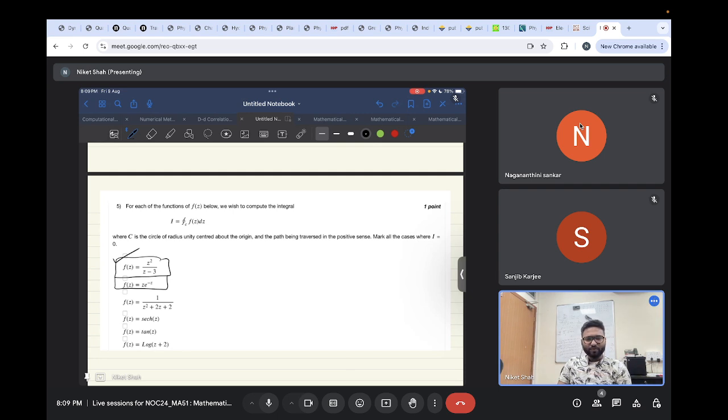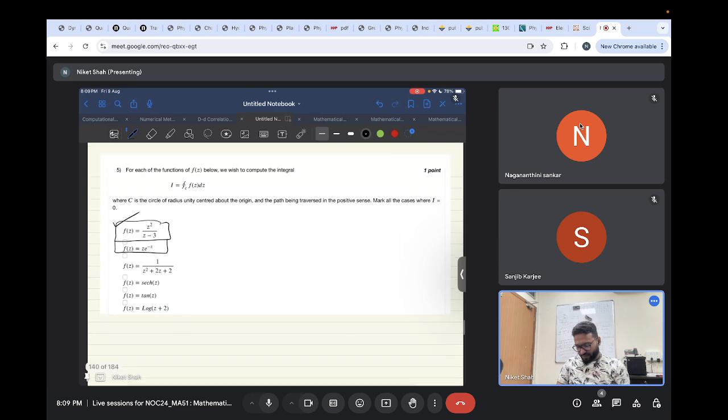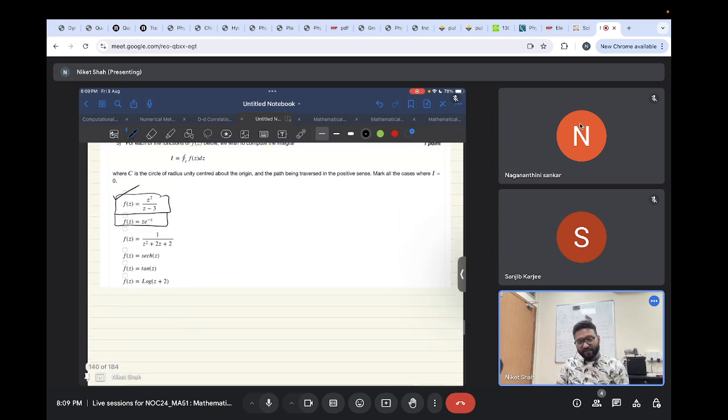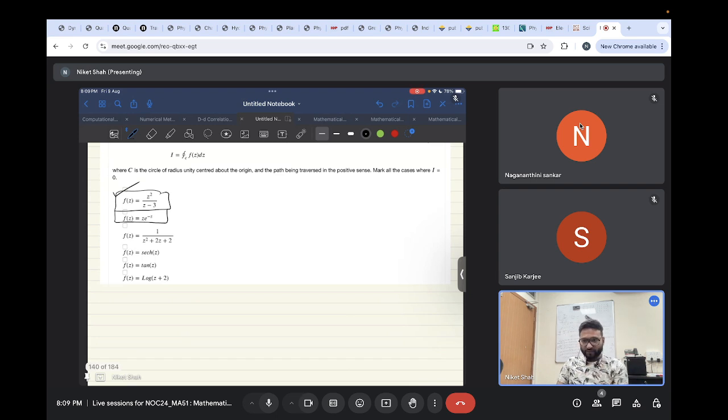I can see most of these problems are doable. For whatever is not doable, we can actually manually go about solving it. So for example, let's take the last question. It seems a little tricky. F of z is equal to log z plus 2. How do you do this one? How do you solve this one?